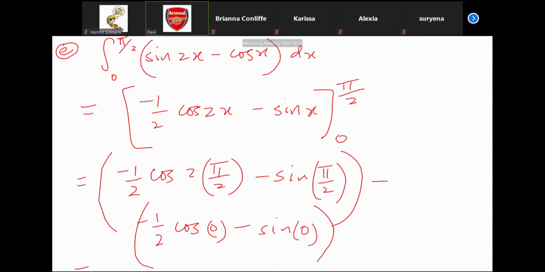What will I get? Life is easy, because this 2 will cancel here and I'll end up with cos of pi. What is cos of pi? It's a special angle, it's in the summary notes. Anyway, jump on the calculator if you're not sure. Cos of pi is minus 1, so here you're going to get minus a half.